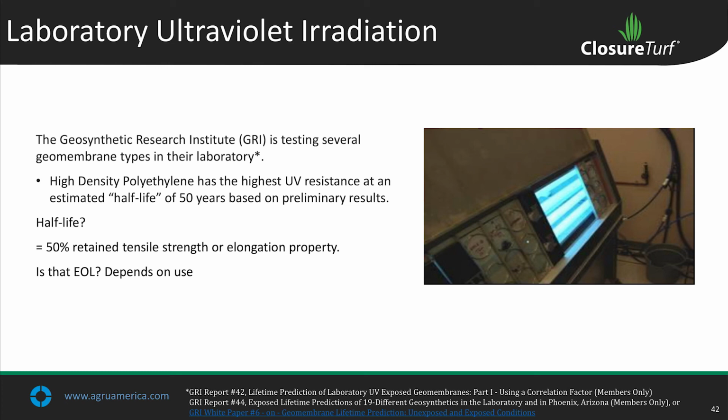And they've determined that high-density polyethylene has the highest UV resistance at an estimated half-life of 50 years, based on their preliminary results. They've got some more results nowadays, but at the time of these reports, it was about 50 years. And what do they mean by half-life? Well, that's 50% retained tensile strength or elongation property.